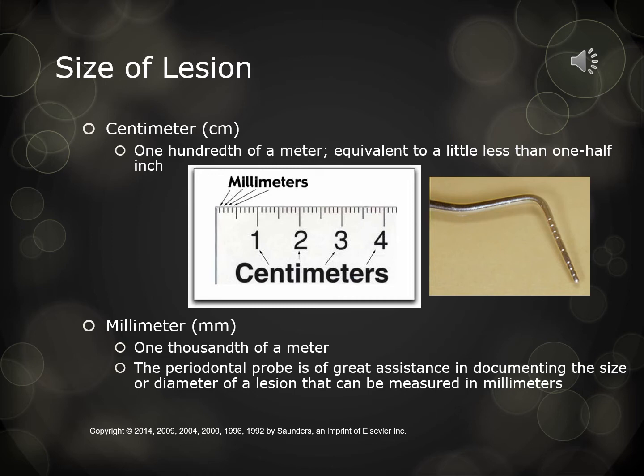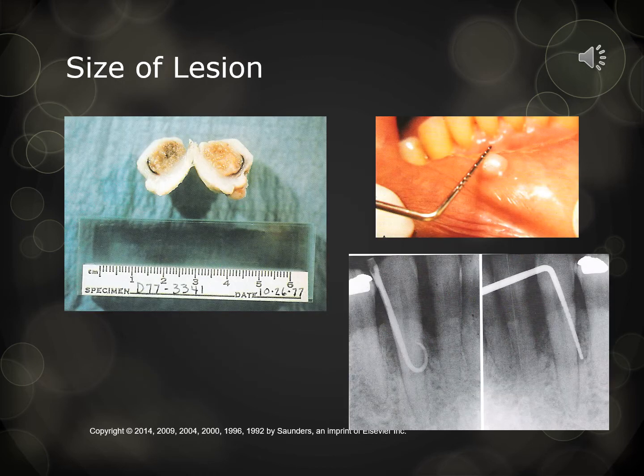probe. Another way is using a centimeter, which is 1/100th of a meter, equivalent to a little less than 1/2 inch. In slide 16, we are utilizing the centimeter ruler on the upper left. On the upper right, we are using our periodontal probe, which I love to use, and it is measuring the size and circumference of the fibroma with a sessile base.